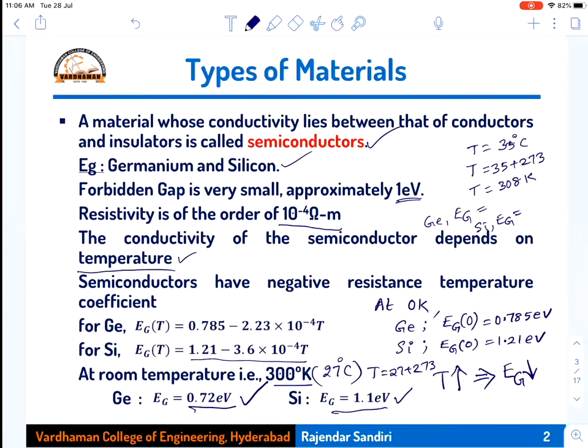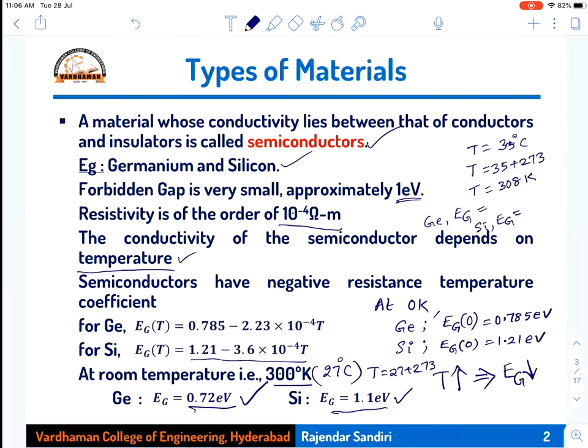Temperature is 35 degrees centigrade. I have already converted that to Kelvin: you just have to add 273, so 35 plus 273 is equal to 308 Kelvin. Then for germanium, you substitute 0.785 minus 2.23 into 10 to the power minus 4 into T, where T is 308. You subtract that from 0.785 and tell me how much the Eg is for germanium. Similarly, Eg for silicon. Just type the answer in the chat box.